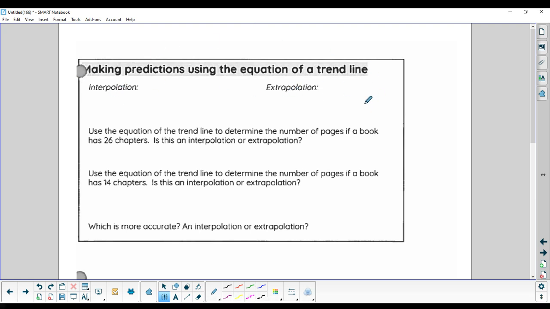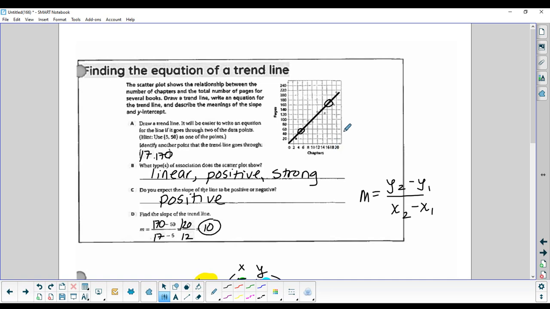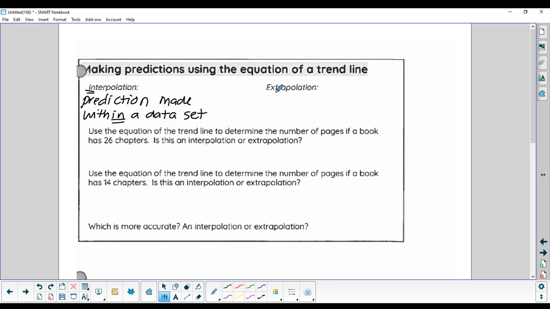Interpolations and extrapolations are two different types of predictions that you can make. An interpolation is any prediction made within a data set. So interpolations are inside a data set. So for example, 26 chapters, that is not in our data set. Our data only went up to 20 chapters. So that would be an example of an extrapolation, which is a prediction made outside a data set.